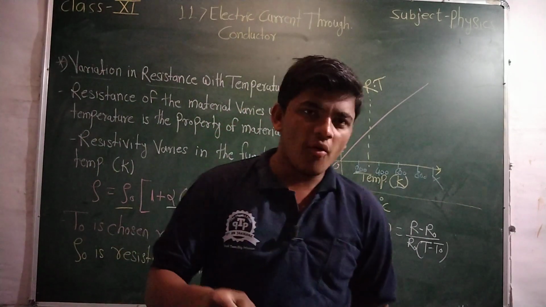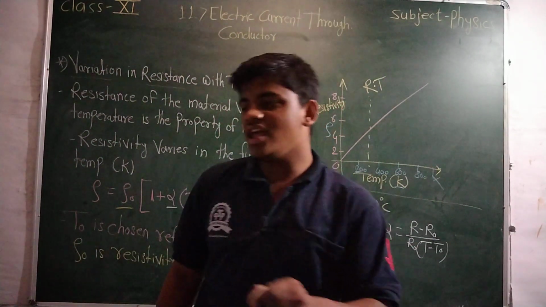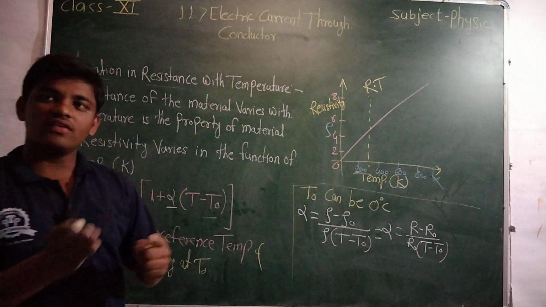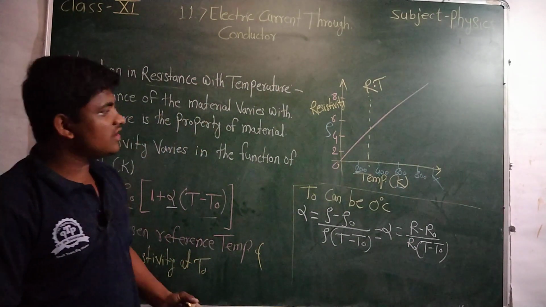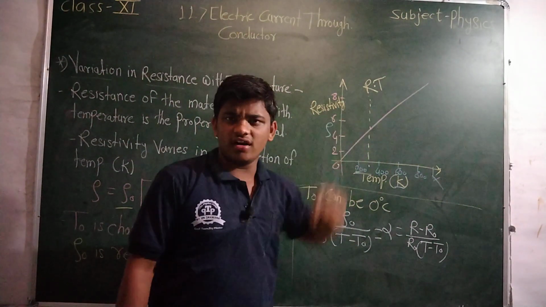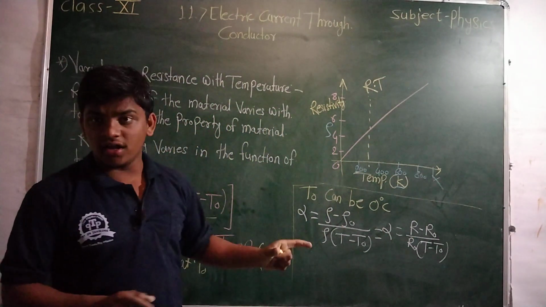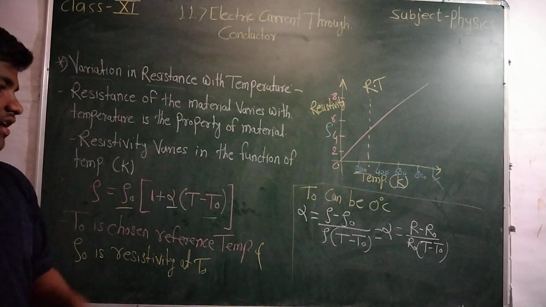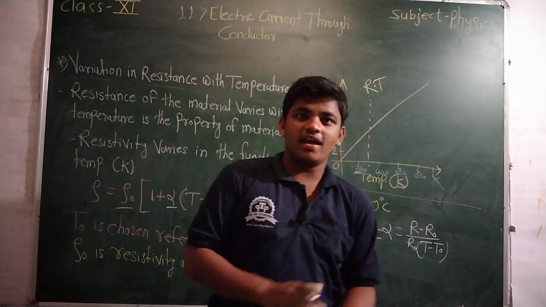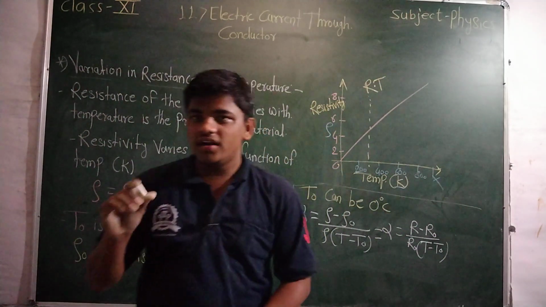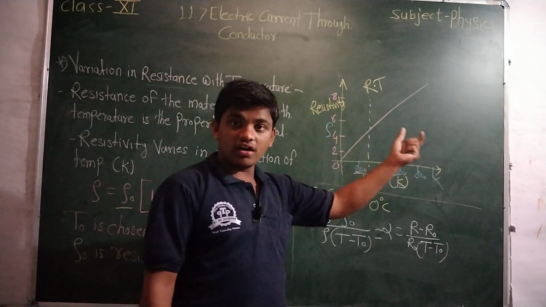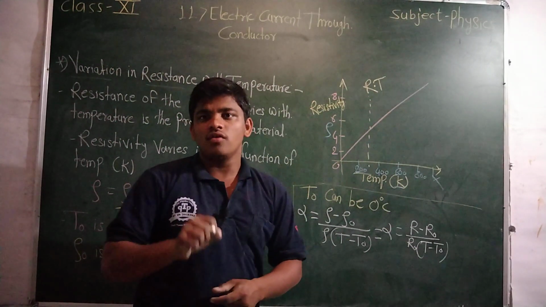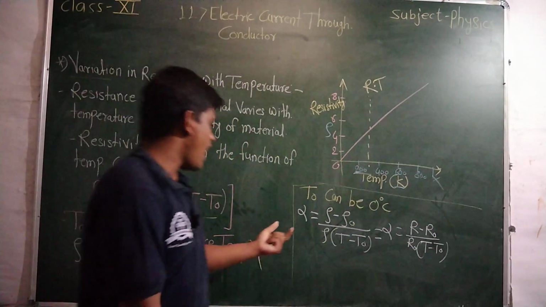The temperature coefficient of resistivity is defined as the increase in resistance per original resistance at a chosen reference temperature, when the temperature is raised by 1 degree centigrade. After a 1 degree Celsius rise in temperature, the ratio of the increase in resistivity to the original resistivity is called alpha.